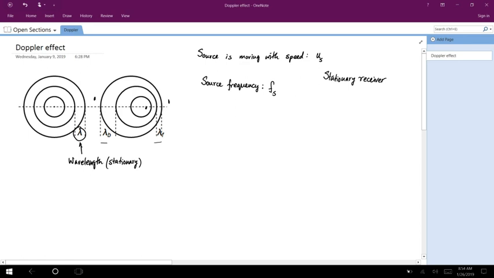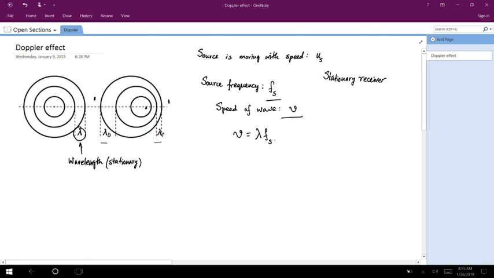All right. So if the source frequency is Fs, we would also need to know the speed of sound. In this case, we'll generalize it and say speed of wave. So speed of wave is just going to be v. If the speed of the wave is v and the frequency is Fs and the stationary wavelength is lambda, then we all know that v is equal to lambda times Fs.